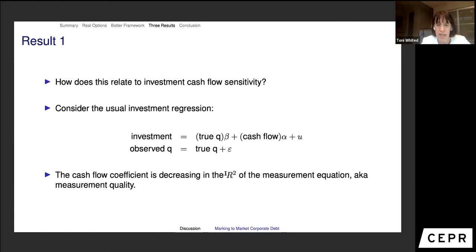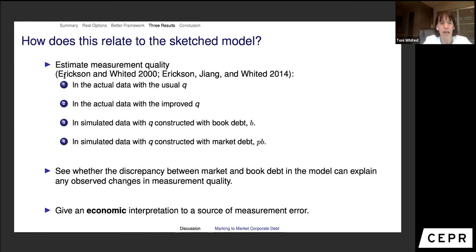That's interesting because if you think about it, that's just an index of measurement quality. If it's zero, you have a lousy, utterly worthless proxy. If it's one, you have a perfect proxy, and it can go in between. And the cash flow coefficient is decreasing in the R squared of the measurement equation. So the better the R squared, the lower the cash flow coefficient, the way the regression's typically set up. And then estimate measurement quality.